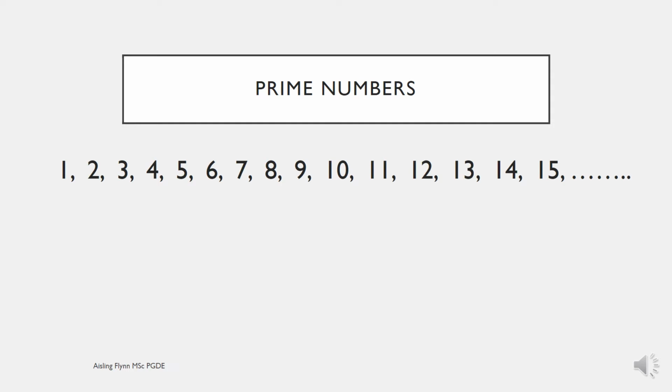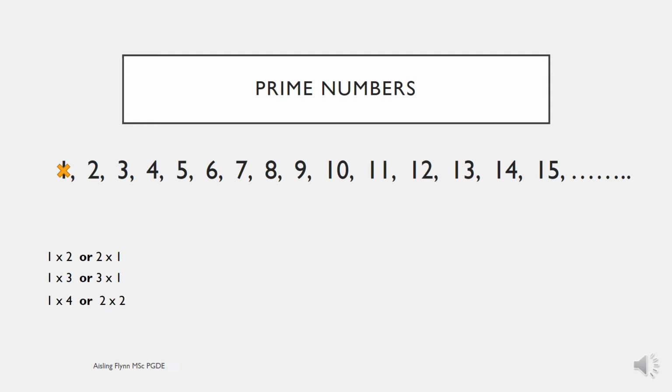Let's take the numbers 1 to 15 and see what prime numbers we have. So we already decided that 1 is not a prime number. Let's look at 2. So 2 has factors of 1 and itself only. 1 times 2 or 2 times 1. No other whole numbers will give 2 in multiplication. Same for 3, factors 1 and 3. So 1 and itself, 3 is prime.